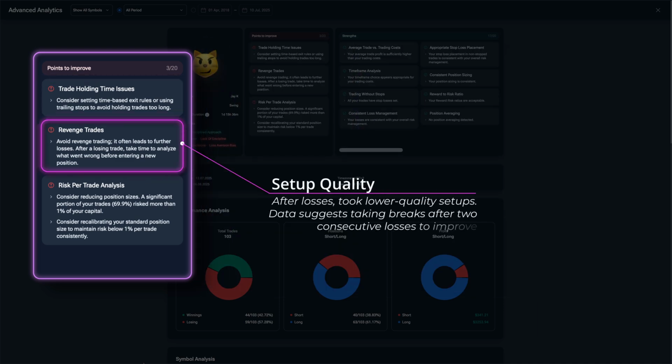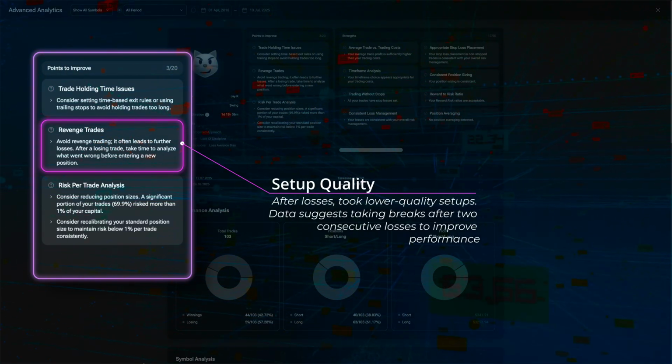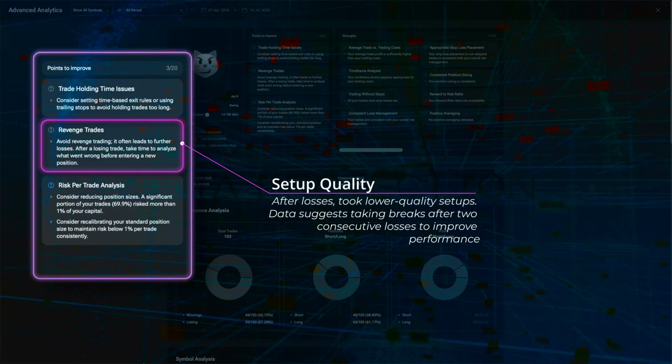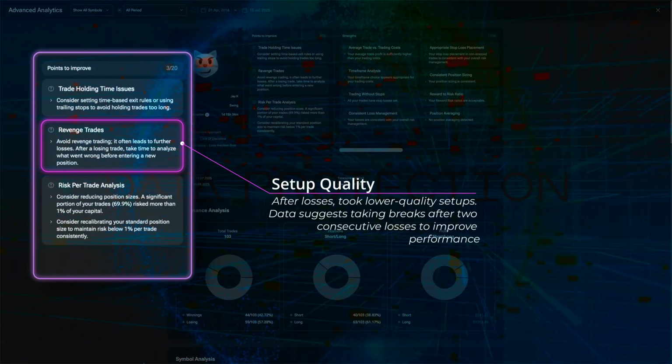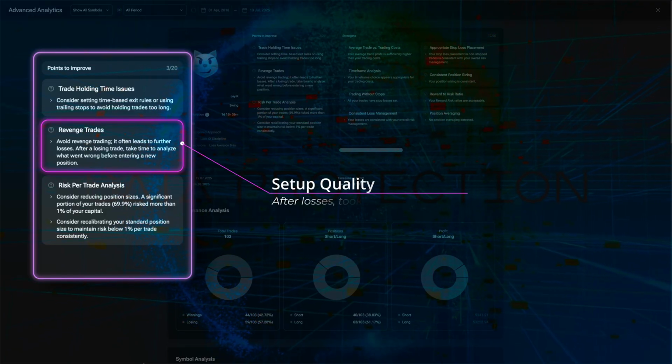Revenge trades. After losing trades, the data shows we took lower quality setups. The algorithm detected this by analyzing the time between trades and the setup quality scores. The recommendation: take a break after 2 consecutive losses. This isn't just psychology, it's data-driven advice based on actual performance patterns.